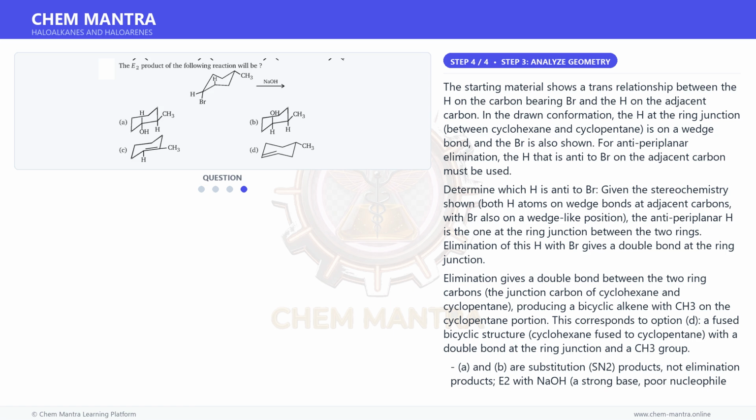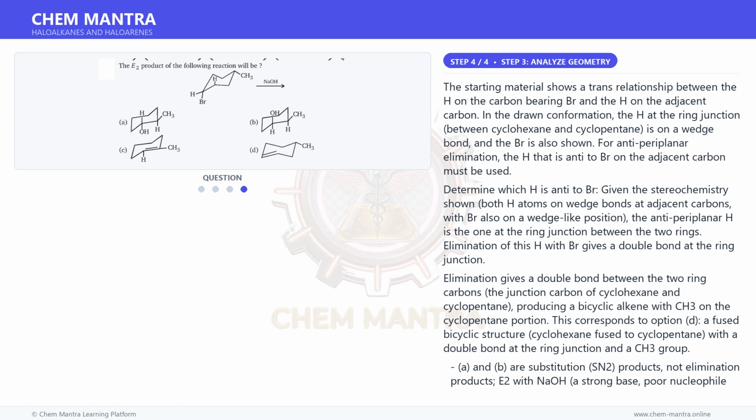Elimination gives a double bond between the two ring carbons, the junction carbon of cyclohexane and cyclopentane, producing a bicyclic alkene with CH3 on the cyclopentane portion. This corresponds to option D, a fused bicyclic structure, cyclohexane fused to cyclopentane, with a double bond at the ring junction and a CH3 group. A and B are substitution, SN2 products, not elimination products. E2 with strong base, poor nucleophile conditions, favors elimination.